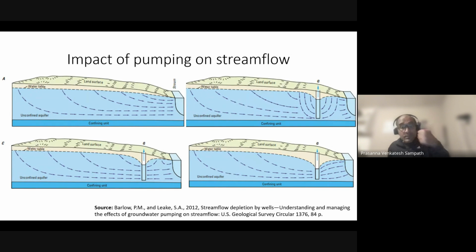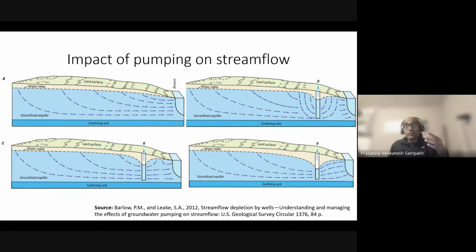Number one, distance of the pumping well from the stream or surface water body. Number two, the pumping rate that I'm pumping at, that also matters. And then the duration of pumping, how much time am I pumping? These three factors are external factors, right? The decision on where to place the well, how long to pump, how much to pump is independent of the aquifer. Then you get into the properties of the aquifer also, right?